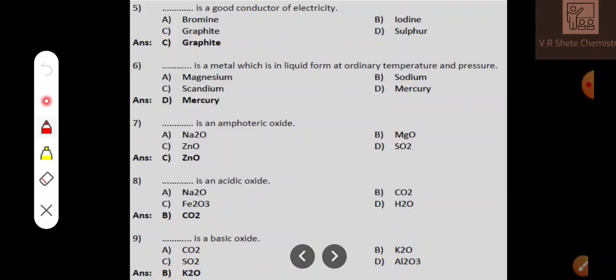Graphite is a good conductor of electricity. Graphite is an allotrope of carbon, and a good conductor of electricity.